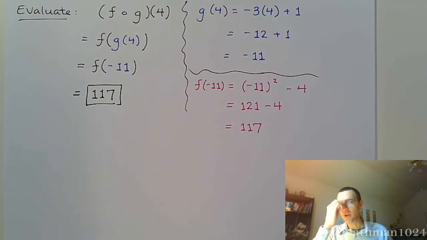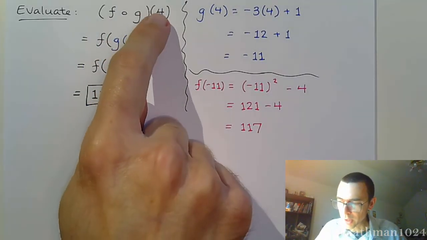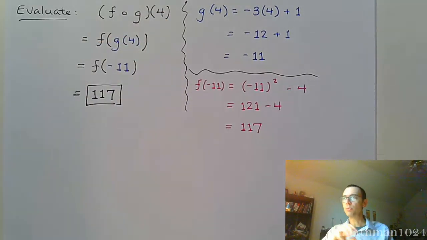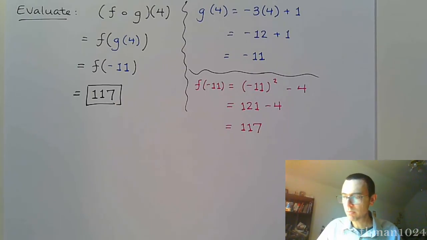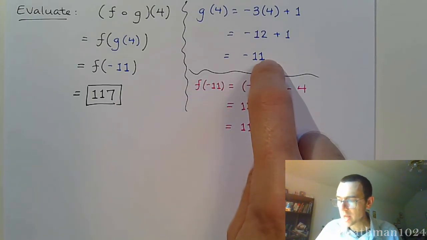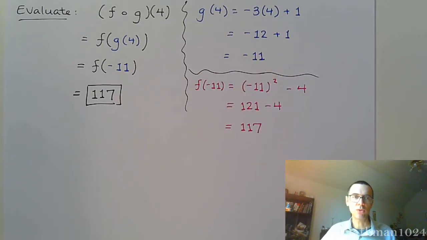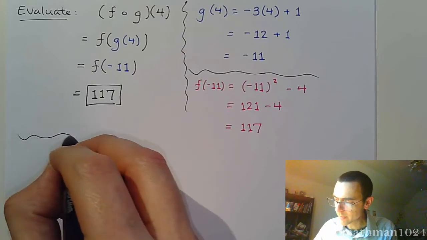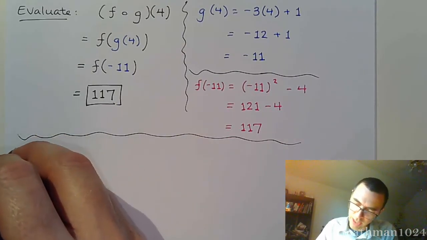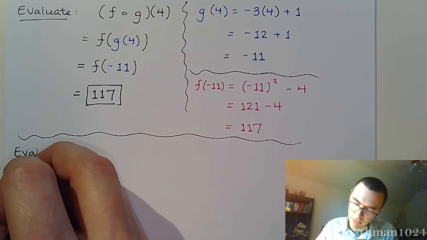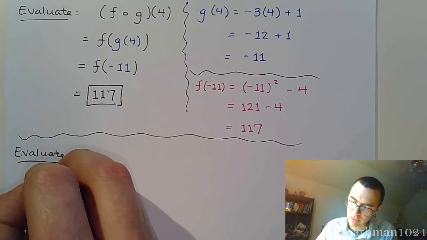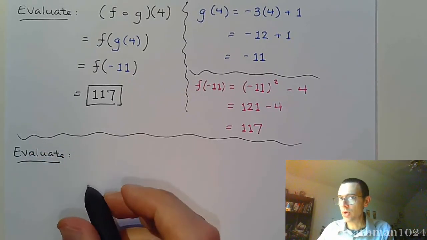So again, the key thing here is to understand that the 4 gets plugged into g first. So you don't plug it into both of them, you do it one at a time. 4 goes into g, we get negative 11. Then that value goes into f, and we get 117. I need you to be careful, because it's very easy to get stuck doing a particular kind of problem, and then when they change it on you, you're not paying attention.